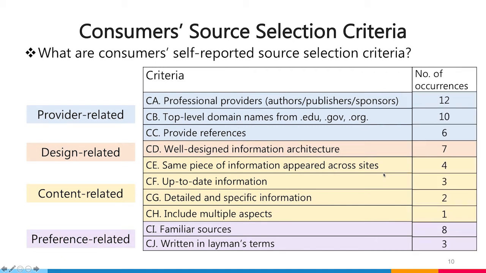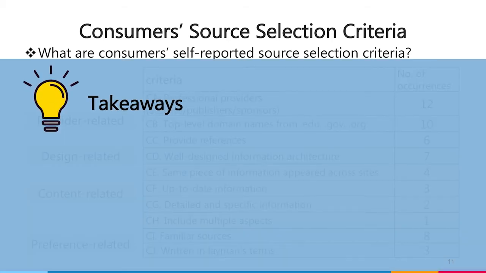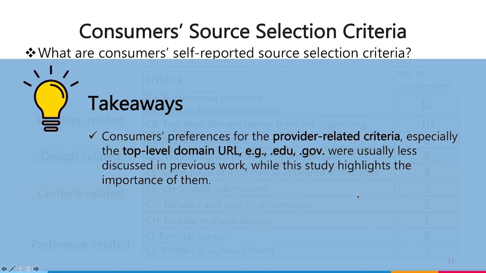The number of co-occurrences is also reported to suggest the popularity and the priority of them in participant selection. The message we want to highlight here is that consumers' preferences for the provider-related criteria, especially the top-level domain URL, for example, .edu or .gov, were usually less discussed in previous work, while this study highlights the importance of them.